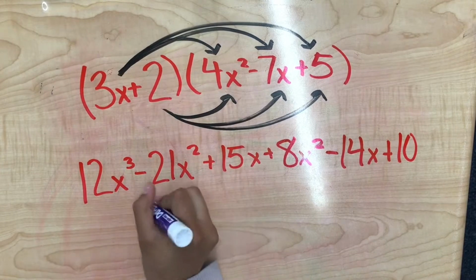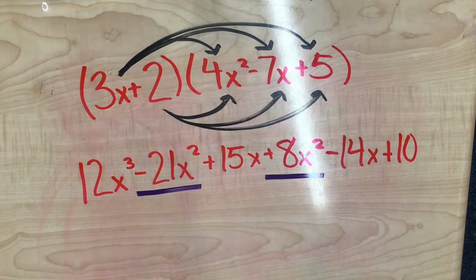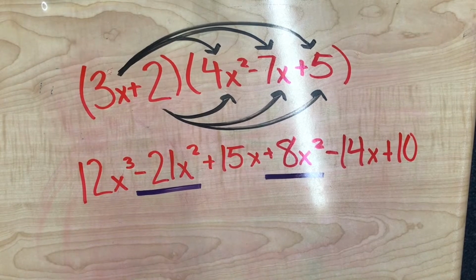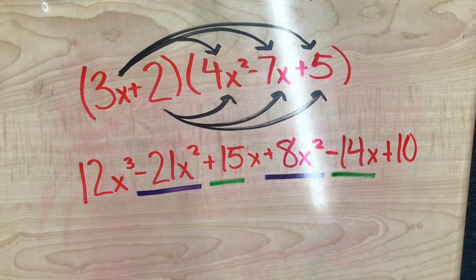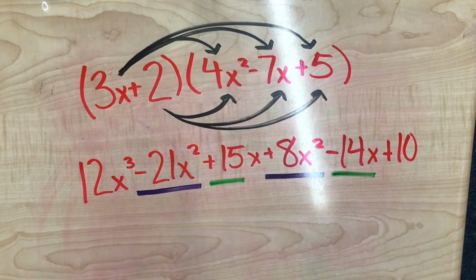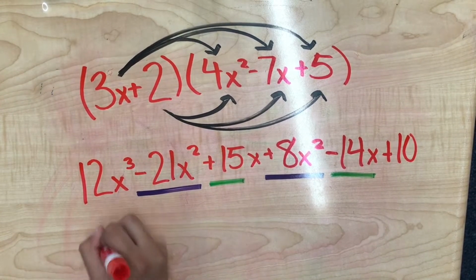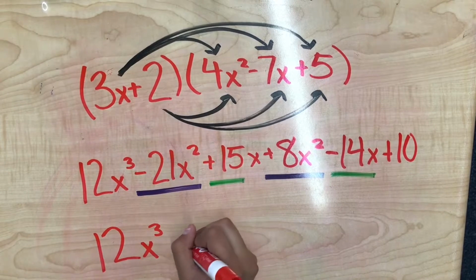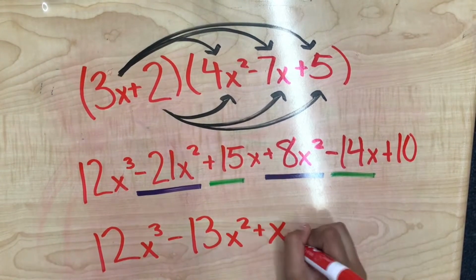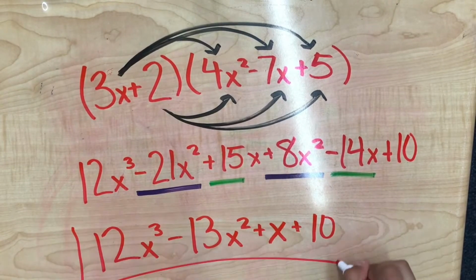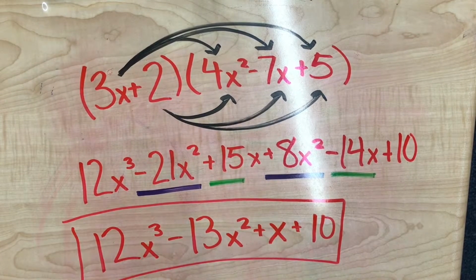Second step is we have to combine like terms. So we have the like terms negative 21x squared plus 8x squared. The second set of like terms we have are 15x minus 14x. So since the 12x cubed has no like terms, we leave it as is, and we combine the negative 21x squared with the 8x squared, giving us negative 13x squared. We combine the 15x minus the 14x, giving us just 1x, and then the 10 has no like terms, so we leave it as is.